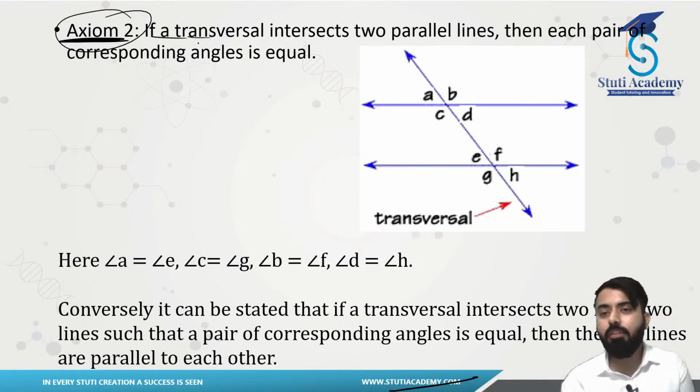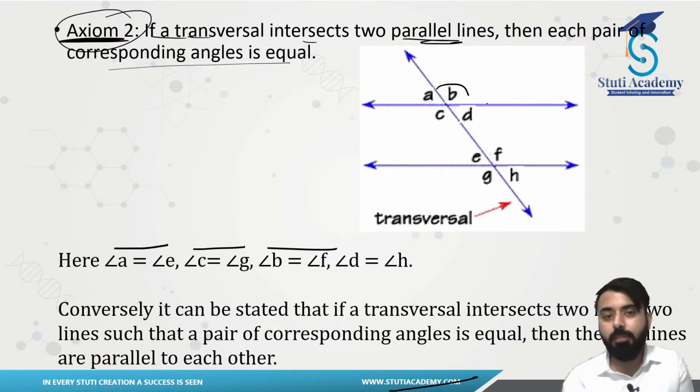So we have this: if a transversal intersects two pair of lines, then each pair of corresponding angles is equal. Now you see what they are stating: if you are talking about parallel lines and there is a transversal, then their corresponding angles will be equal. Now we have this one: angle A is equal to angle E, angle C is equal to angle G, angle B is equal to angle F.